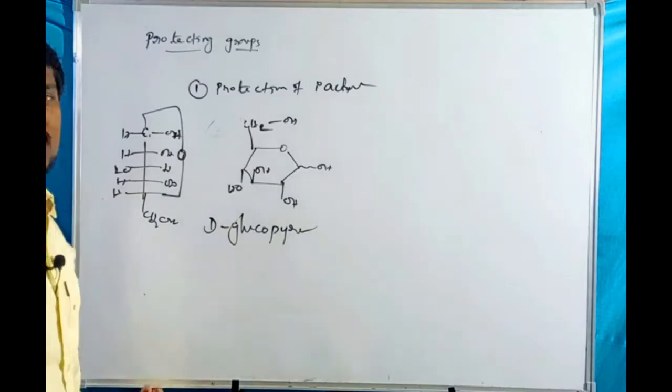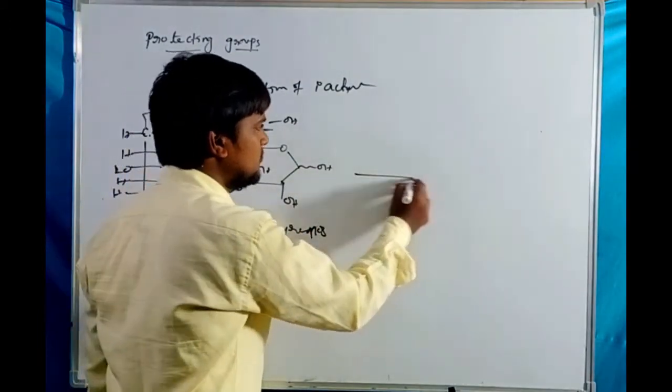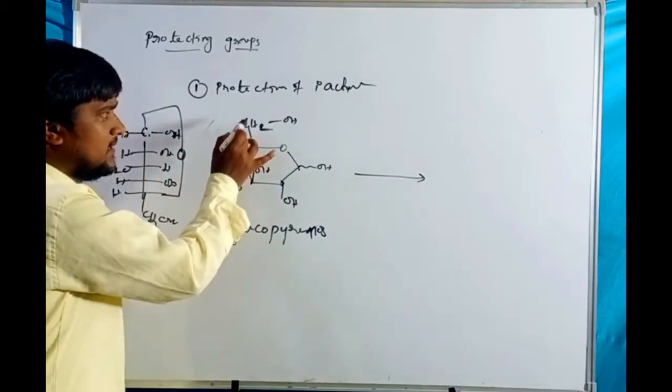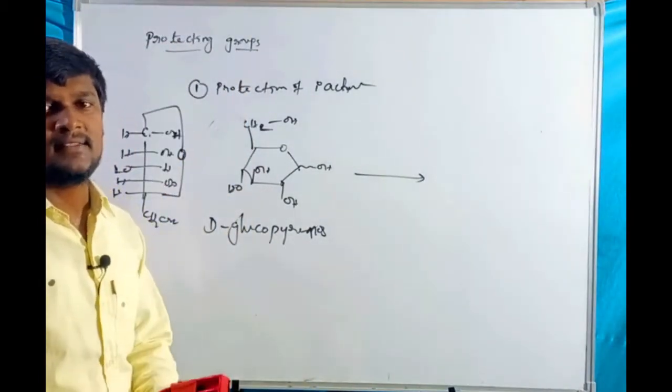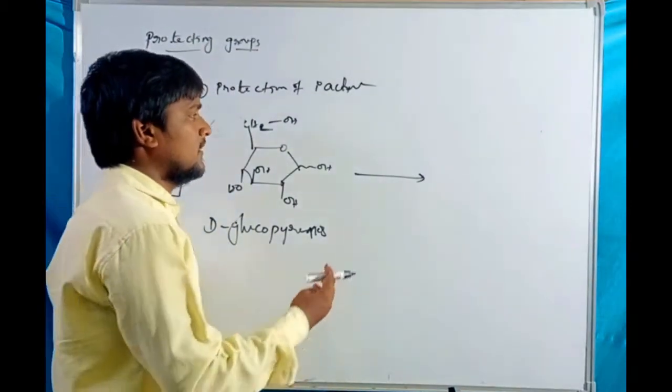If OH is above the plane, then it is beta-D-glucopyranose. So these are the compounds. Now here it has secondary alcohols, but this one is only a primary alcohol. The primary alcohols in carbohydrates readily form esters with acid chlorides in the presence of collidine.